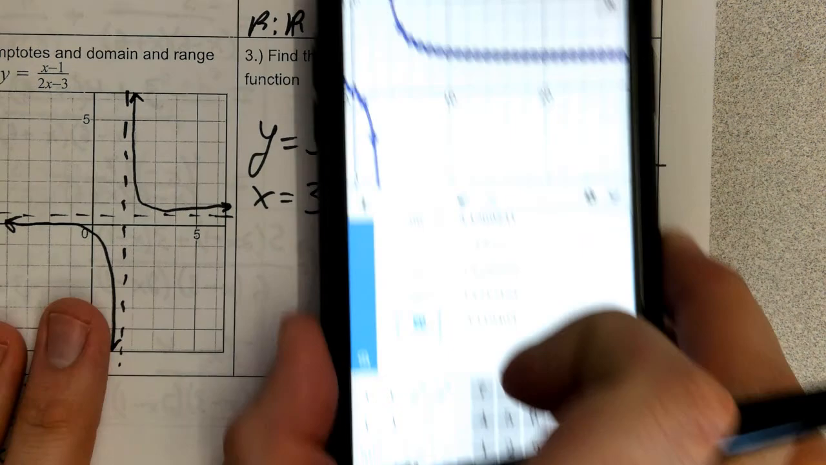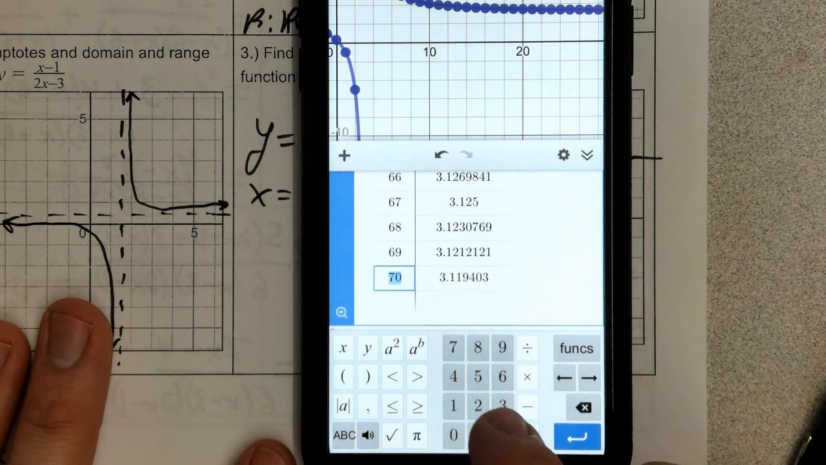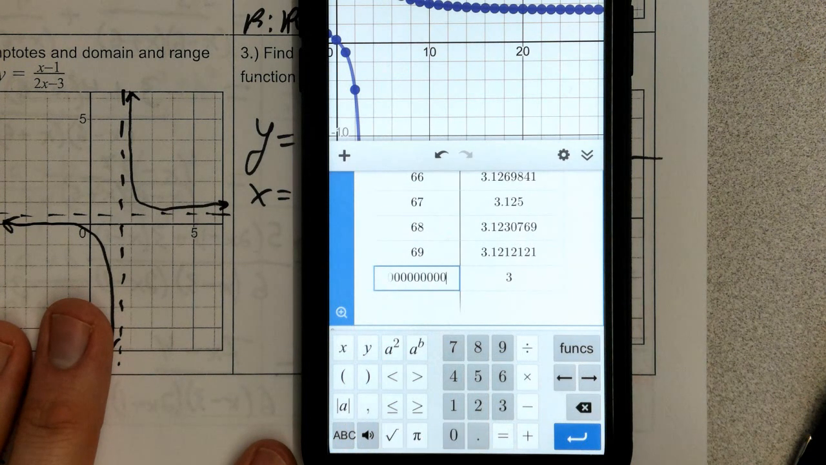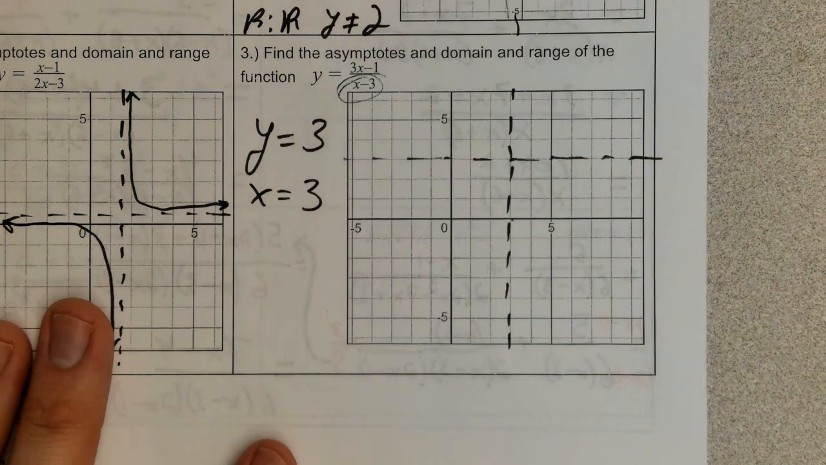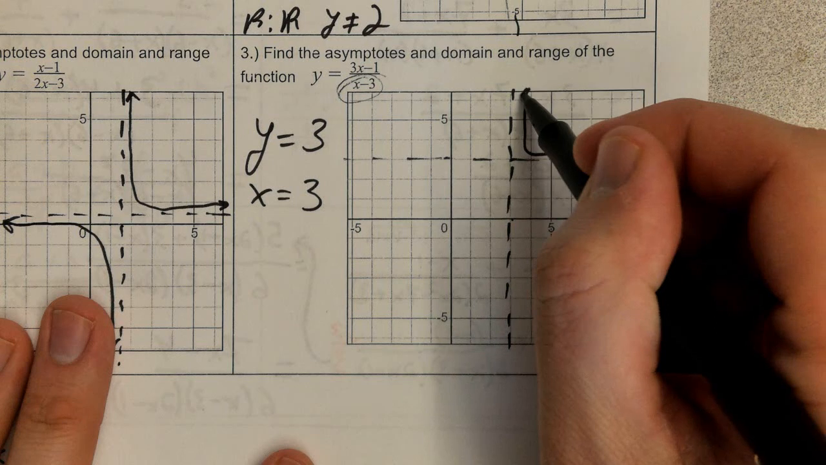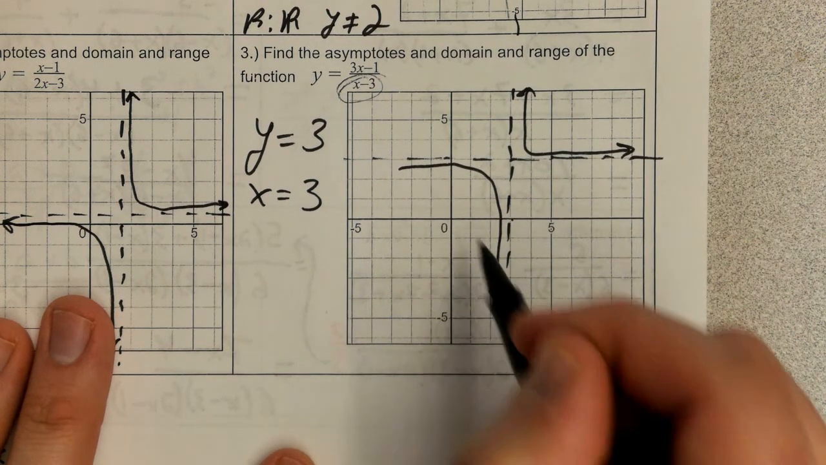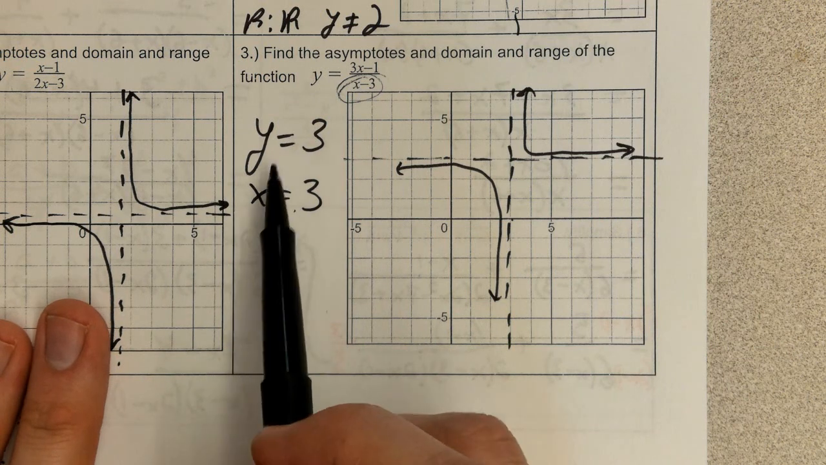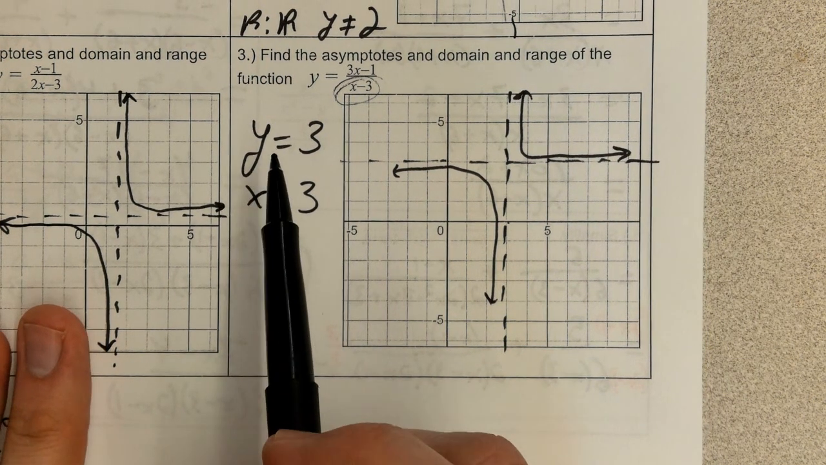Okay, so y equals 3. And by the way, in your graphing calculator, you can put in larger numbers too. So if you want to put in 1,000, 10,000, right? So you put in really huge numbers, eventually it just becomes 3. So you can see that there. So then our graph looks something like this and like this. Again, the domain here would be everything except for 3, and then the range would be everything except for 3 as well.